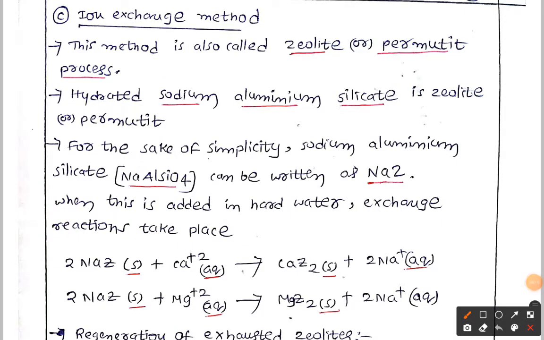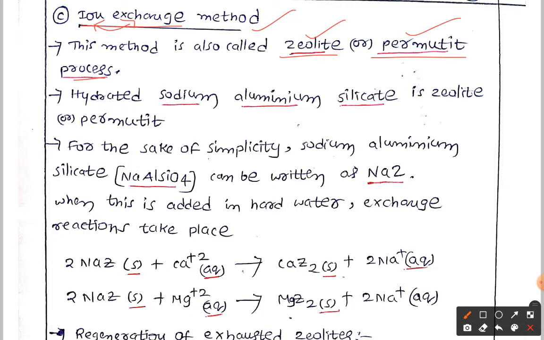Next, the third method for removal of permanent hardness of water is what? Ion exchange method. From the name itself, ions are going to exchange, and that is called the ion exchange method. Let us see how it works. This method is also called the zeolite or permutit process.